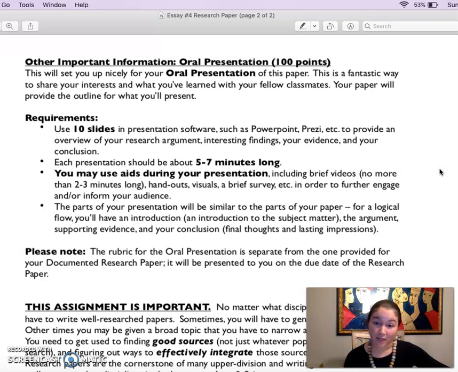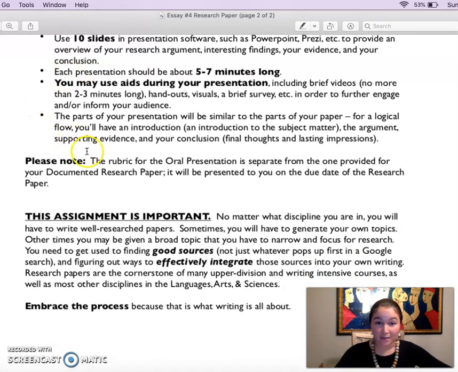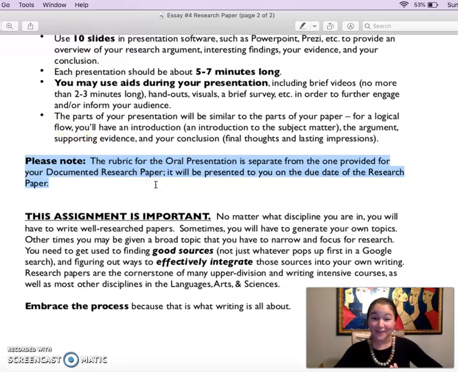This is a separate grade from your essay 4. Okay, so this is the essay 4 and this oral presentation put together. That's like your final exam in our class. Everything that we've done in our class has been leading up to these two things. And so I put that note here. The rubric for the oral presentation is separate from the one for the documented research paper. Okay, so just to let you know about that.